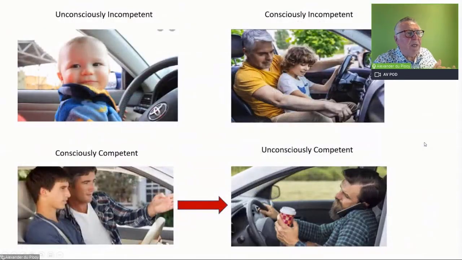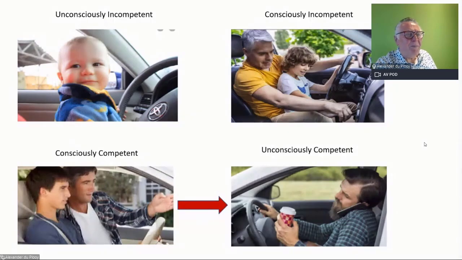All right, I spoke a bit about conscious incompetency, and the example here is a little baby that's in a car. The baby just knows it's in a certain environment. It doesn't know, it's unconsciously incompetent. It doesn't know that it doesn't know. Let's put it that way.